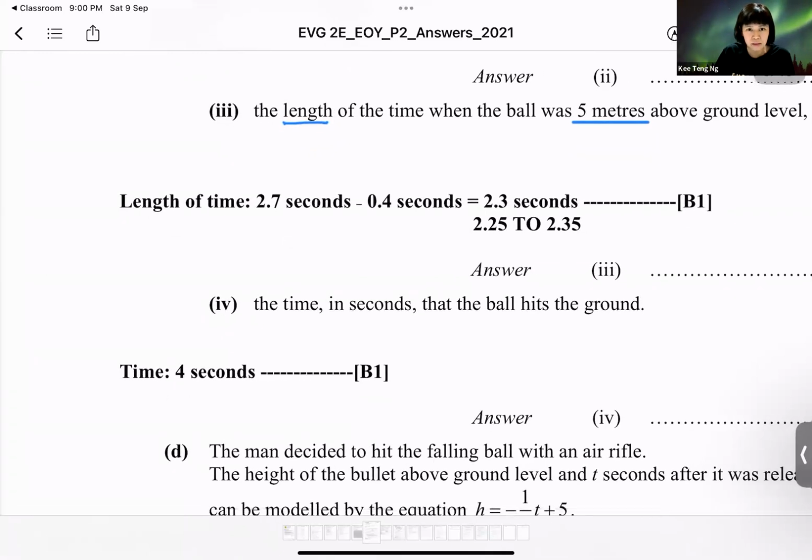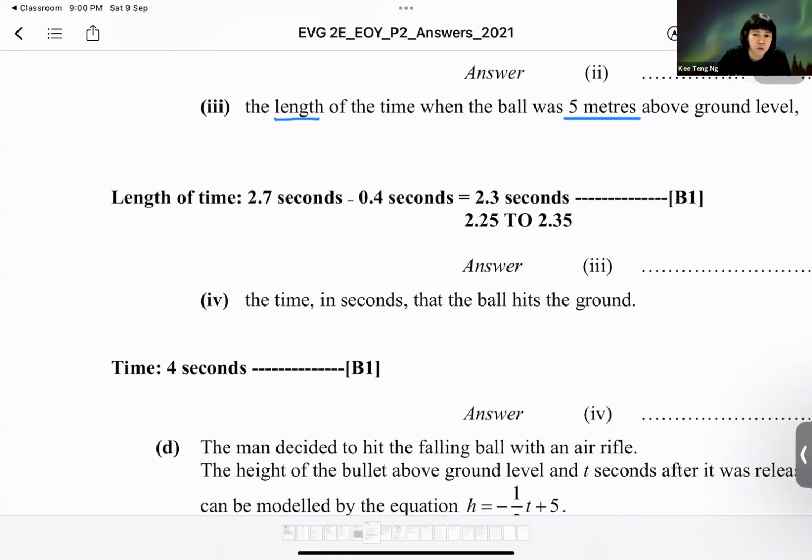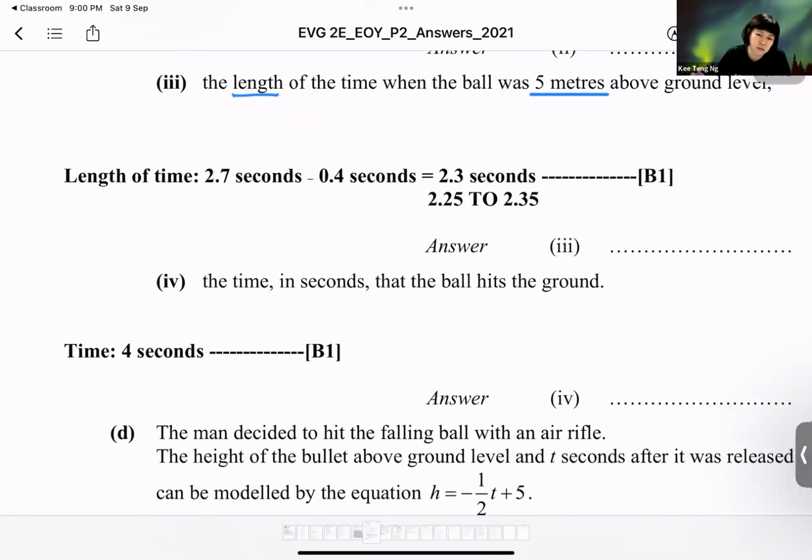As you can see, the teacher takes a margin of plus or minus 0.05 seconds. So you accept any answers within this range only. So sometimes if you get 2.4, you notice the teacher might be stingy and more particular and cannot give you the marks. Okay, next question.